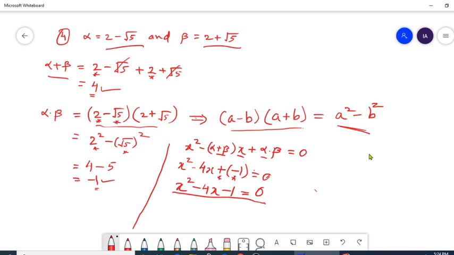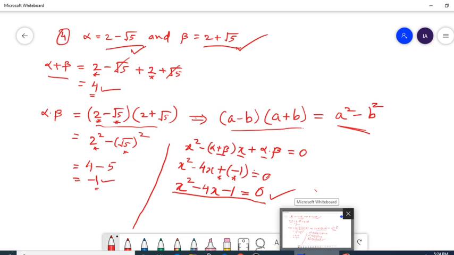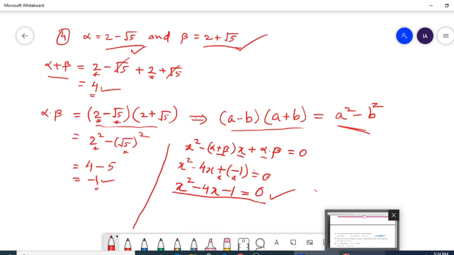So when you solve this equation by using the formula method or completing square method, these two would be your answer, your roots of the equation. Hope it is clear to everybody how to find a quadratic equation and how to retrieve a quadratic equation from the given roots of the equation.